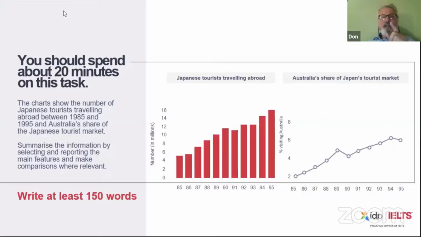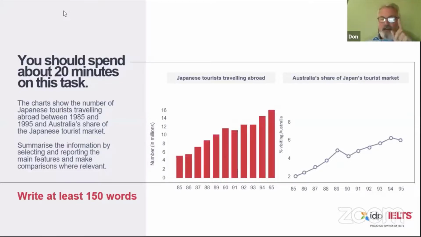But what else is important here? There was a decline of the number of tourists in 91, and there was a decline in the number of tourists coming to Australia in 1990. Now that's important. If there was an exception, if there was something different to the general trend, that's important to mention. Apart from that, you have covered the main features.